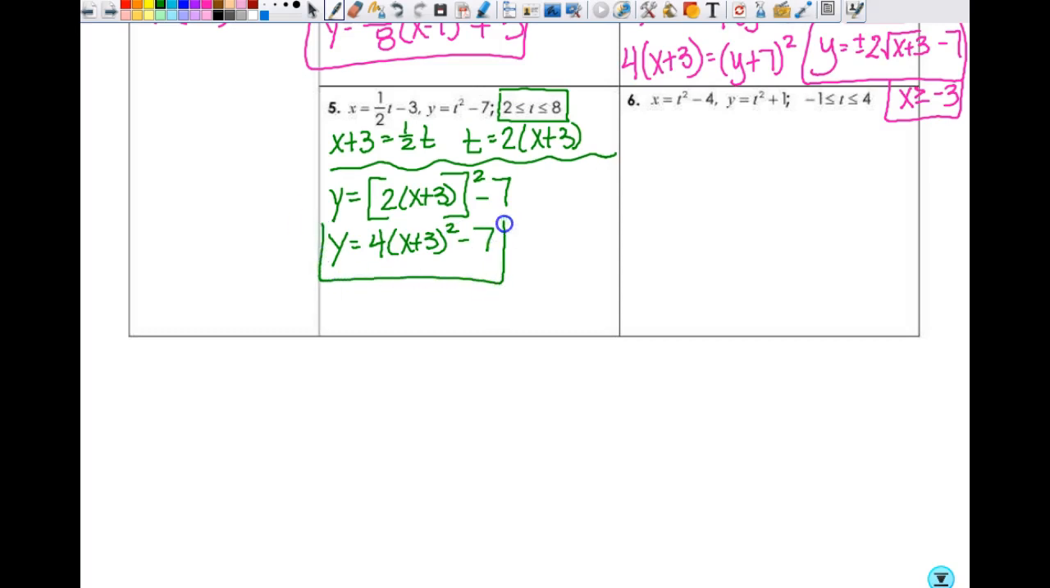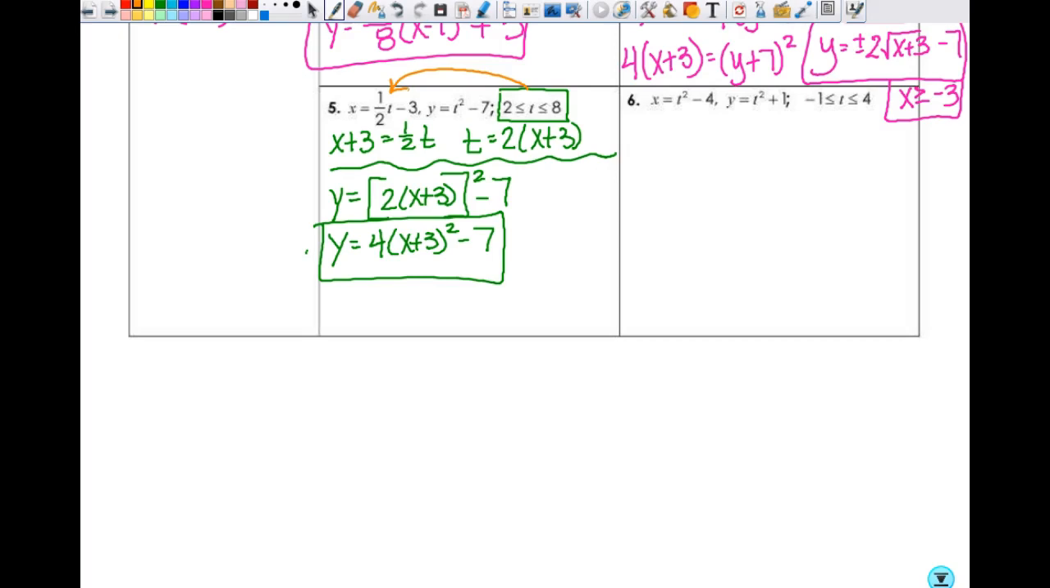So here's my equation. It doesn't look like I should have any domain restrictions, right? But the reason I do is because t was restricted. Since t was restricted, there is no t in here, right? We've eliminated that variable. But the domain now is based on x. So you take this and try and figure it out from here.